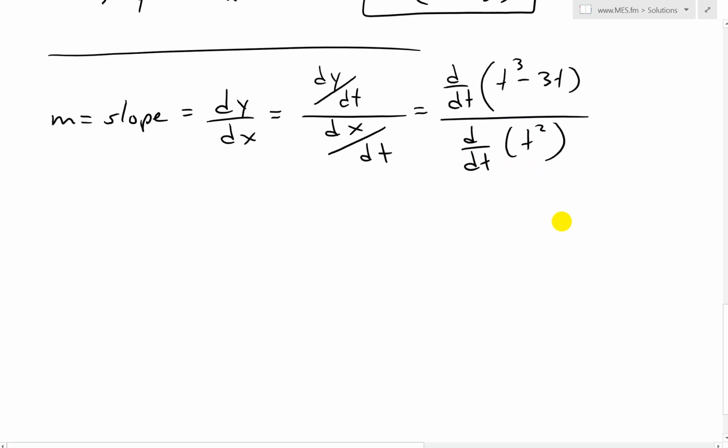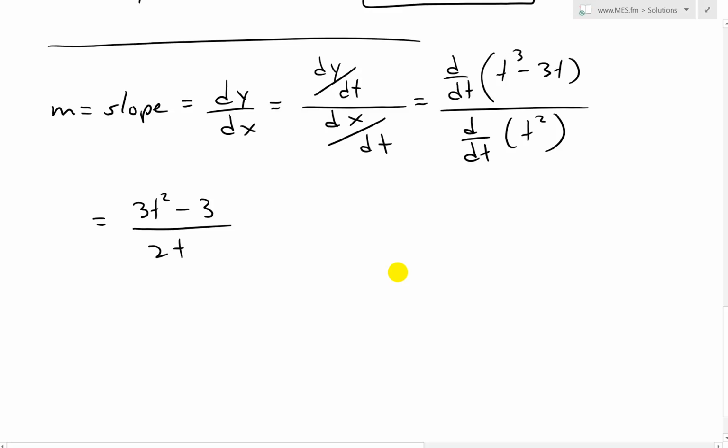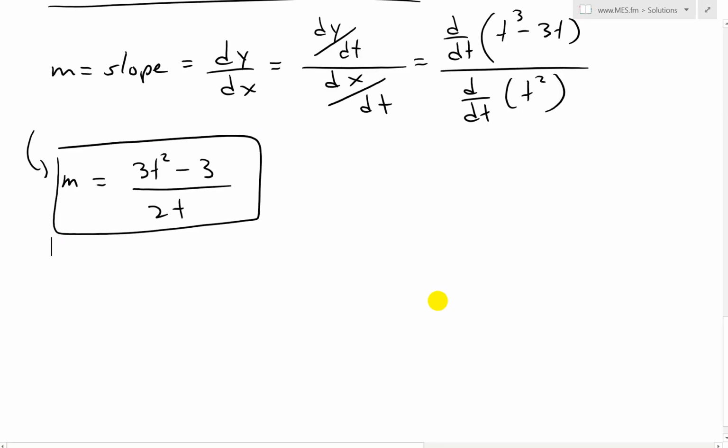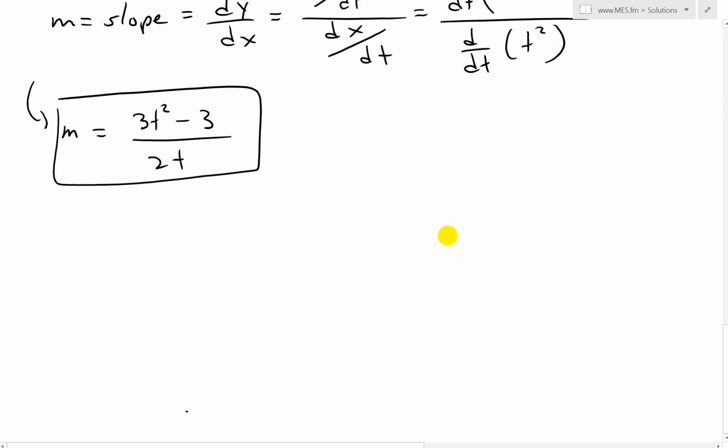Now, this is the m again, so we can take the derivative. The derivative of t cubed is just 3t squared, minus 3t's derivative, which is just 3. And at the bottom we have 2t. So we could end up with this. We'll just leave it like that. So m is equal to this right here. We could simplify it further. My calculus book does, but I don't know why. It's actually easier to work with this.